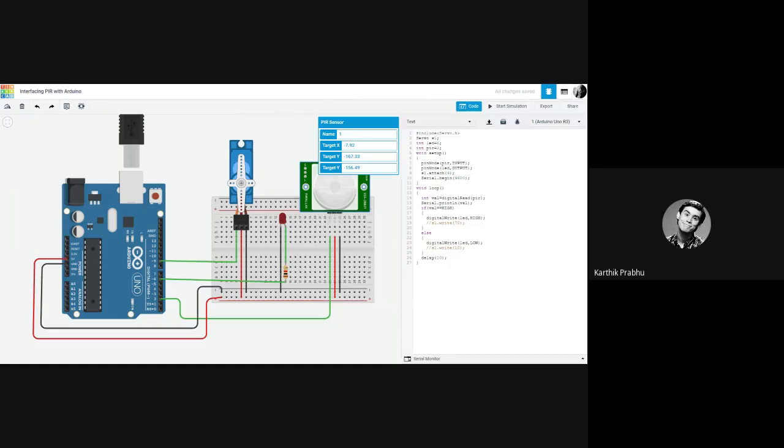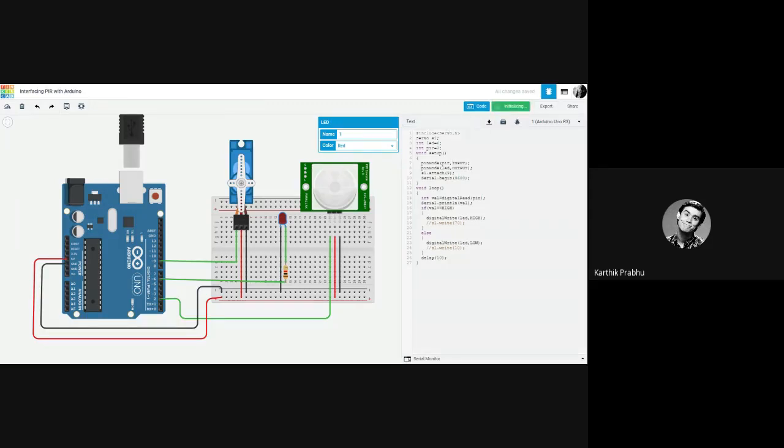In the next function, I get the digital read value of the PIR sensor. The value we get as input is stored in the integer value. The value is printed in the serial monitor, and if the value is high, I can show the output by making the LED glow. If the value is low, I can turn off the LED. So I will simulate the code.